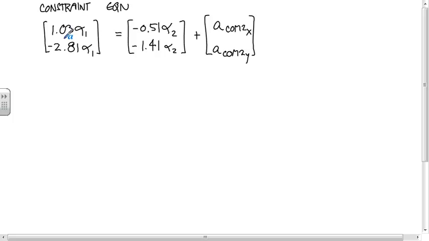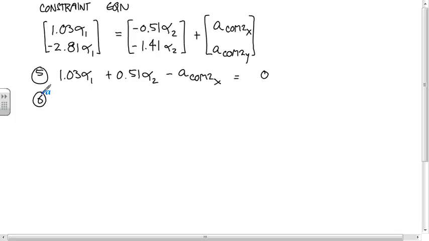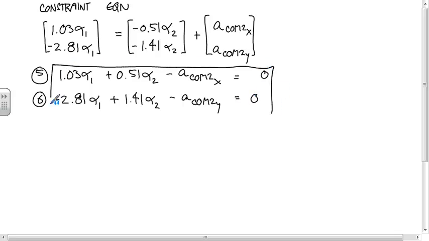So now I'm going to rewrite, what are we on? We have 4 equations. So these are equations 5 and 6. Equation 5 says 1.03 alpha 1 plus 0.51 alpha 2 minus ACOM2x is equal to 0. Equation 6 says negative 2.81 alpha 1 plus 1.41 alpha 2 minus ACOM2y is equal to 0. So now we have 6 equations, 7 variables. So we have to use that one more constraint equation.